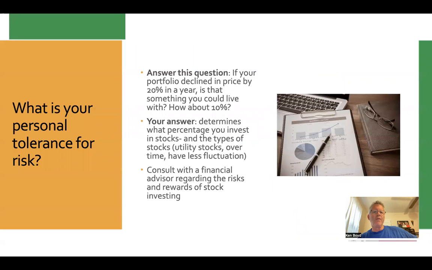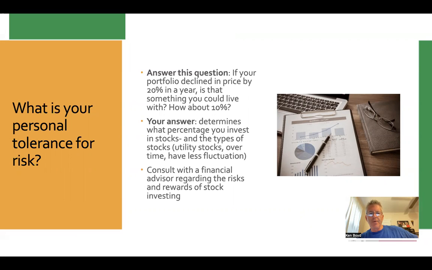Well, you need to ask yourself, what is your personal tolerance for risk? Answer this question. If your portfolio declined in price by 20% in a year, is that something you could live with? If that's too much, how about 10% a year? And your answer determines what percent you invest in stocks and also the types of stocks that you buy.